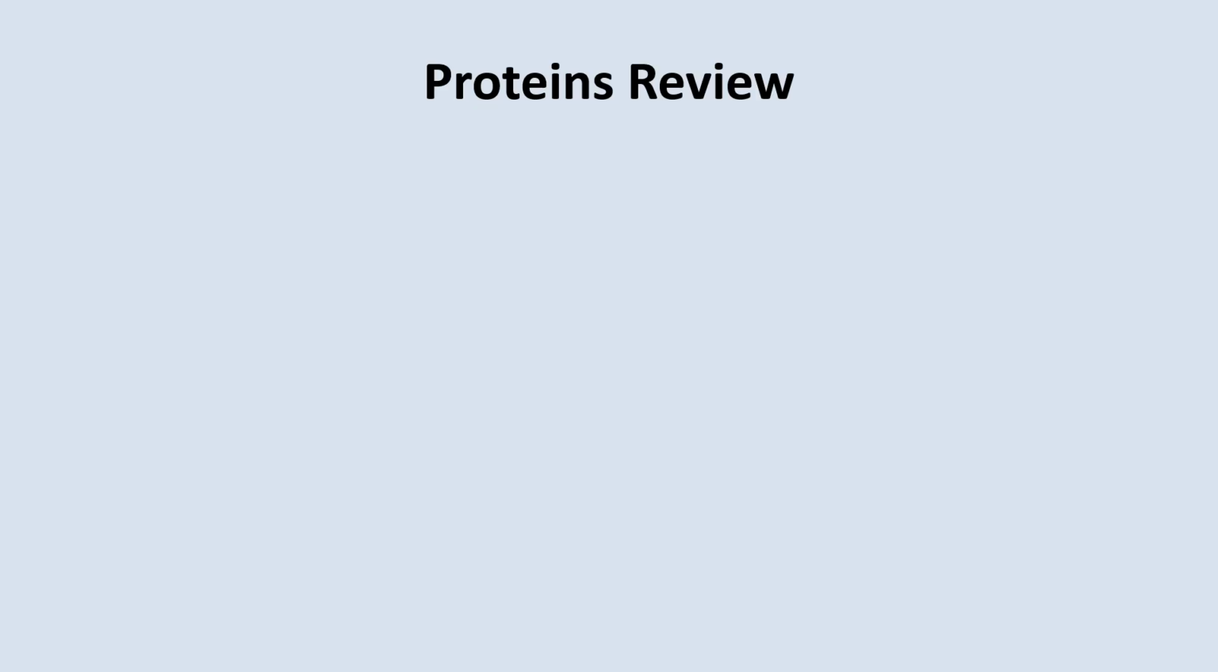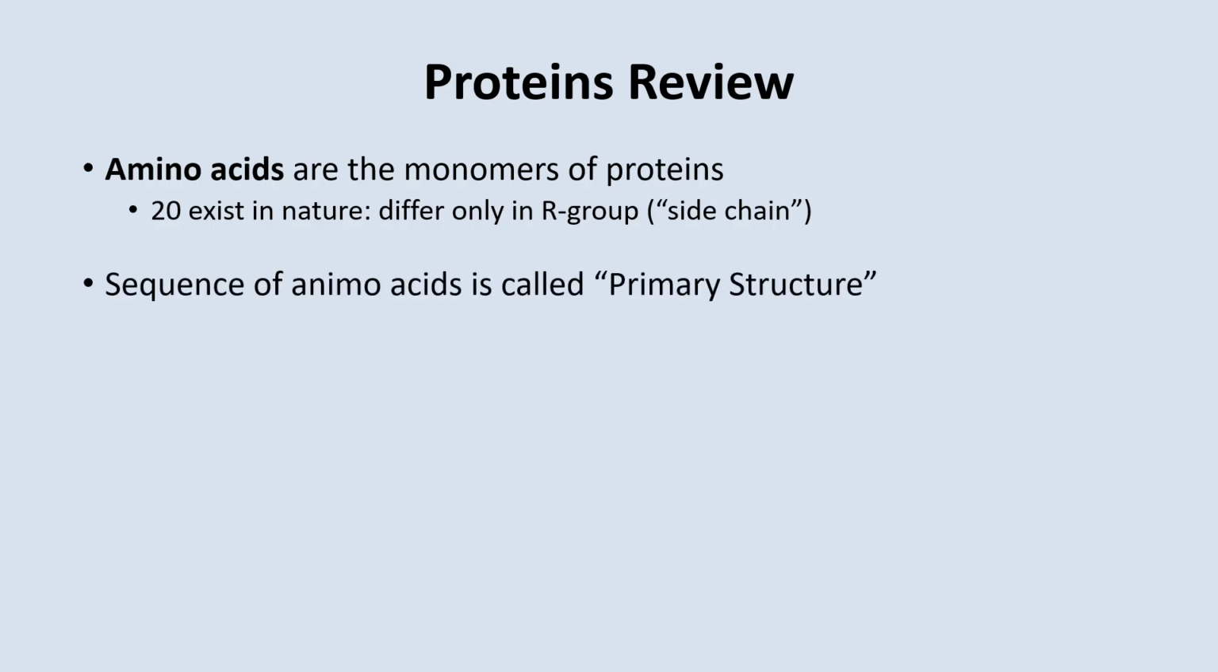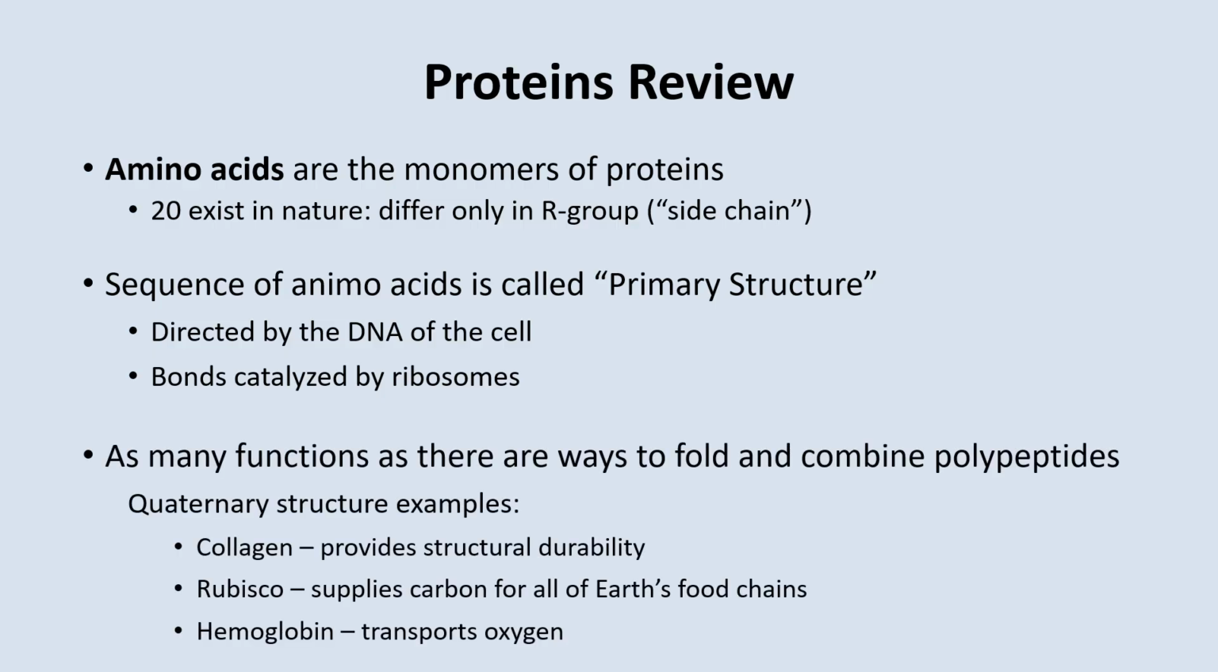Here's a brief review of what we just learned about proteins. Amino acids are the monomers of this macromolecule, and 20 amino acids exist in nature, differing only in their R groups. The sequence of amino acids is called the protein's primary structure, and it is formed under the direction of the DNA. Its bonds are catalyzed by ribosomes. And proteins have as many functions as there are ways to fold and combine polypeptides. The final folded form that serves a function in our bodies is called the quaternary structure, and you met 3 example proteins: collagen, Rubisco, and hemoglobin.